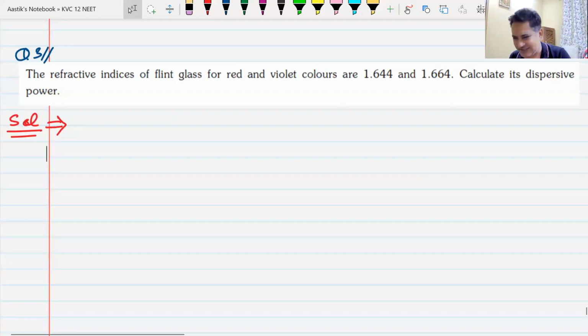Sir, 0.03 is what should be the answer. Mu violet minus mu yellow, 7.664 minus 1.644. That will be 0.02 something divided by the mean of this, 1.664 and 1.644. Sir, wait, we are doing, sir, 1 minute. Yes, do it. 0.03, sir.